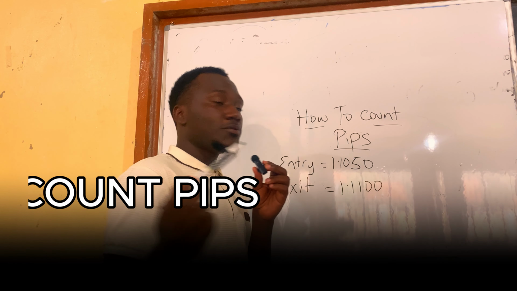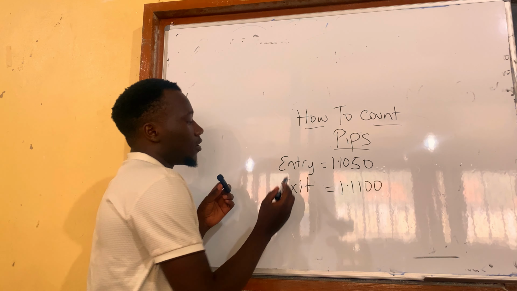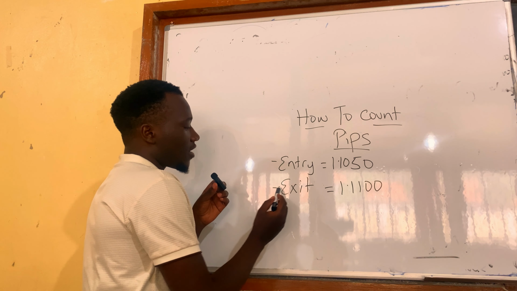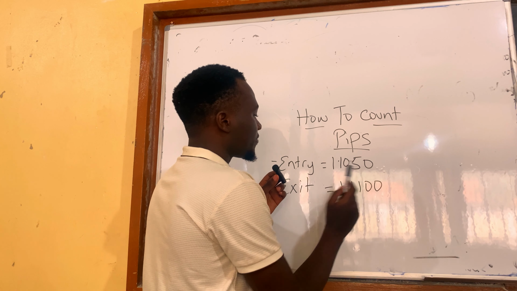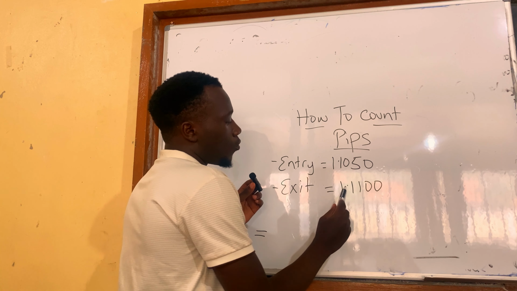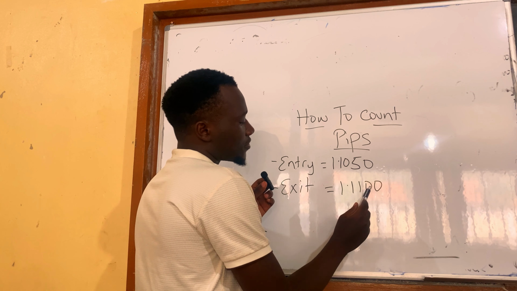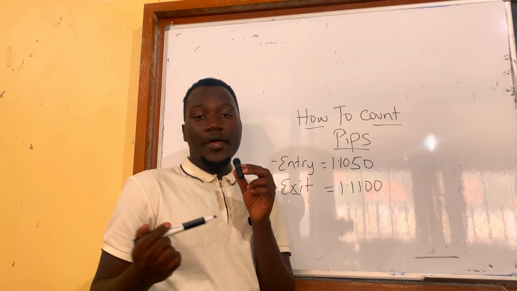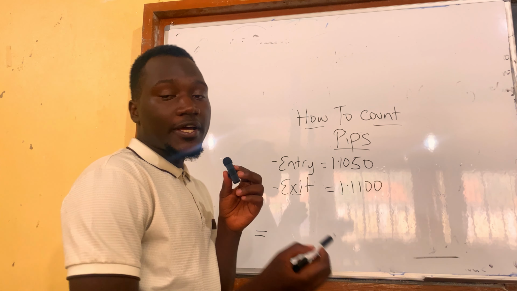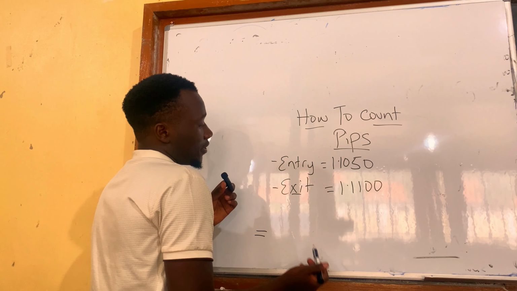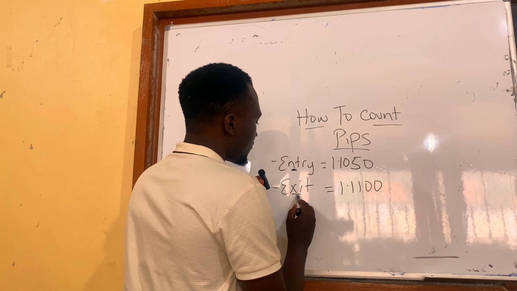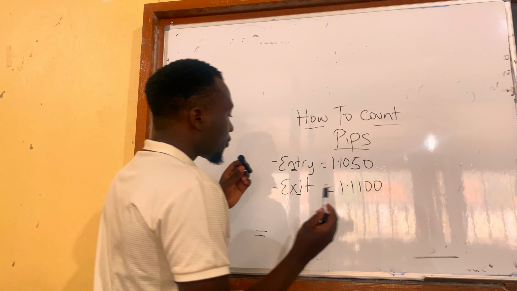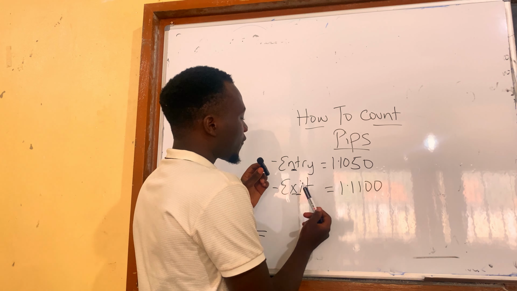All right, so now let's look at how to count these pips. So let's say we have our entry, and let's say we have our exit, and we have seen that our entry is going to be at 1.1050. Our exit is going to be 1.100. So our exit simply means where we want to get out of the trade from. But our entry, that is where you want to look to take an opportunity and enter the trade in. So this will be our entry point where we are going to take the trade from, and this will be our exit point.